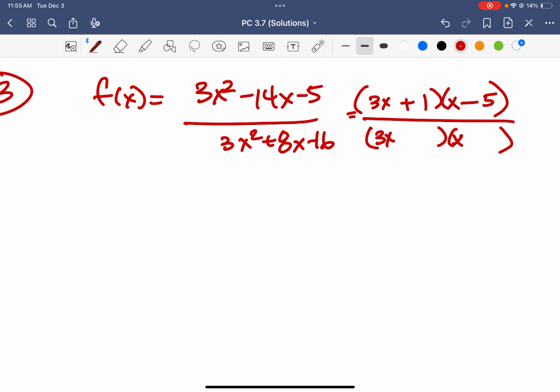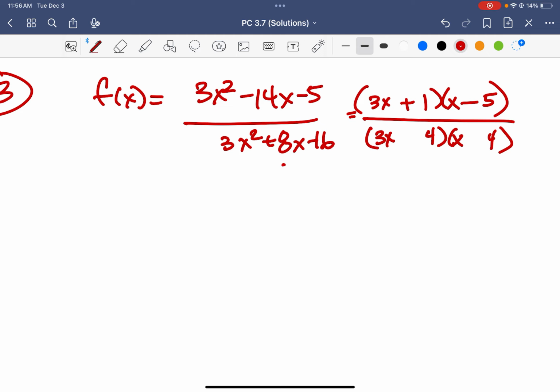I know this has got to be 3x and 3x because this has to be the product of those. Then this, maybe it's going to be 8 times 2. Maybe it's going to be 4 and 4. Maybe it's going to be 8 and 1. Let's try 4 and 4 is 16, right? Then there's 12 and 4, and that can get me the 8 I need in the middle.